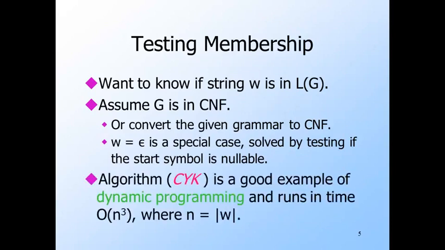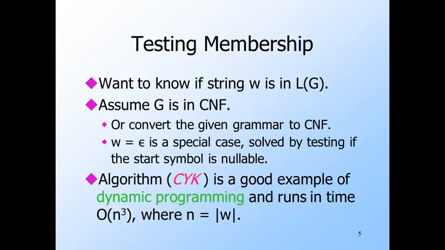We're going to give an algorithm called CYK. The initials stand for the three people who independently invented the idea, John Cocke, Daniel Younger, and Tadao Kasami. This algorithm is a great example of a dynamic programming algorithm and worth seeing for that reason alone. The running time of the algorithm is of the order of n cubed, where n is the length of the input string w. Incidentally, there is another algorithm due to J.